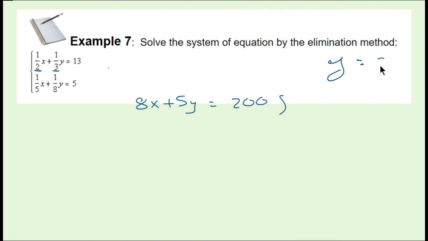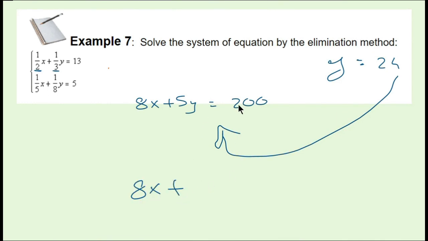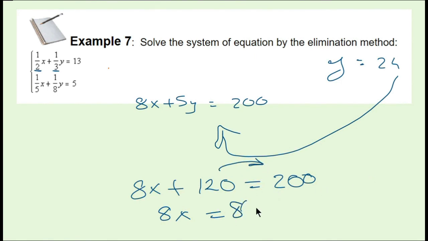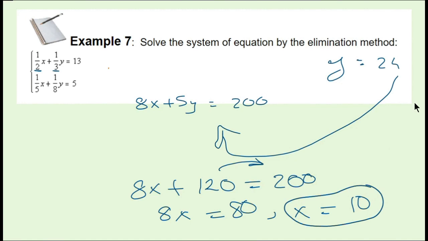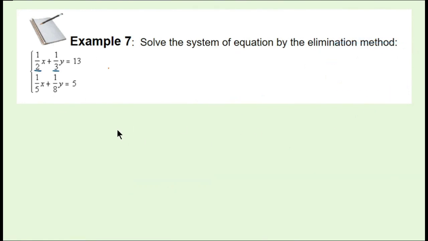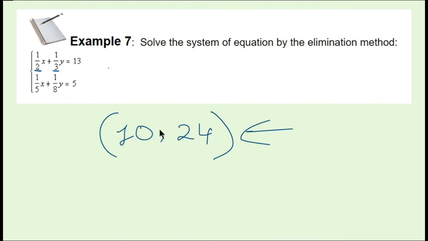Let's plug y is equal to 24 in here. And so what we will get is 8x plus 5 times 24, which is 120, is equal to 200. Now 8x, rearrange, so throw 120 to the other side, is equal to 80. And so x is equal to 80 divided by 8, x is equal to 10. We have found y and we have found x. So x is equal to 10, y is equal to 24. And therefore the solution here is 10, 24. So this point right here is the coordinate where these two lines cross each other.